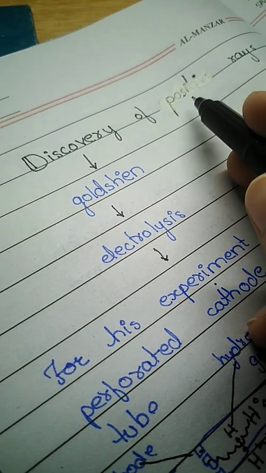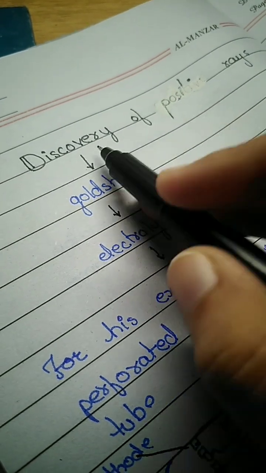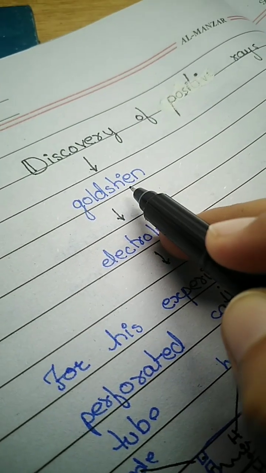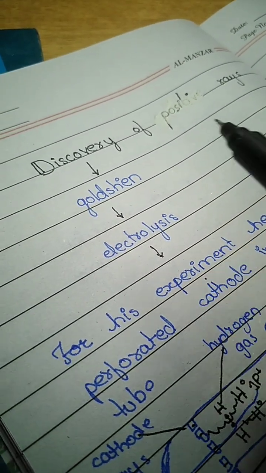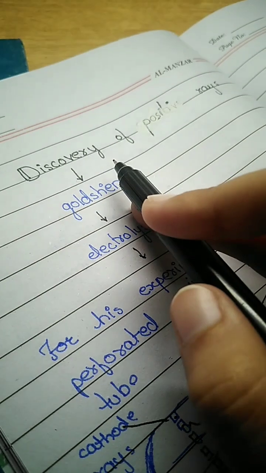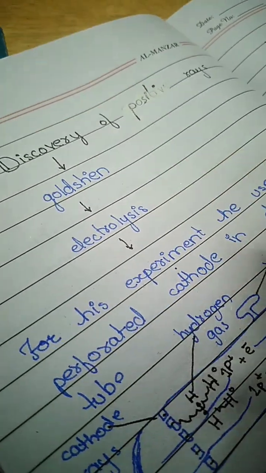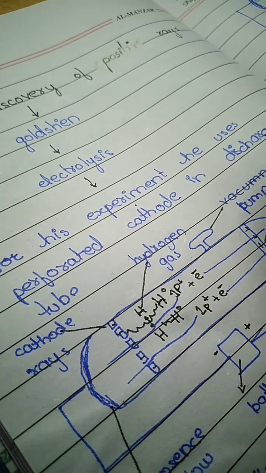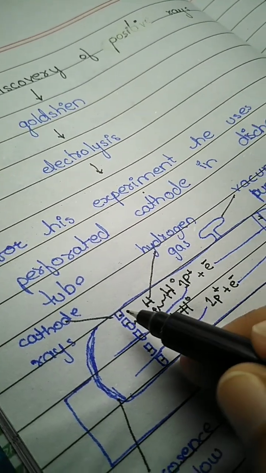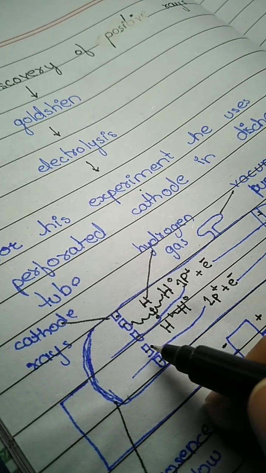In this lecture, we're going to talk about the positive rays. Positive rays were discovered by Goldstein. Goldstein used the same process and the same tube, but the difference between the discovery of cathode rays and positive rays was that he used a perforated cathode in the discharge tube. Perforated means there was a space in the cathode foil.